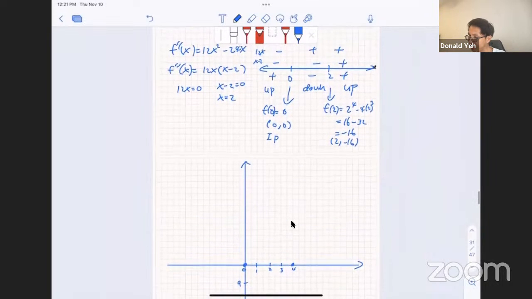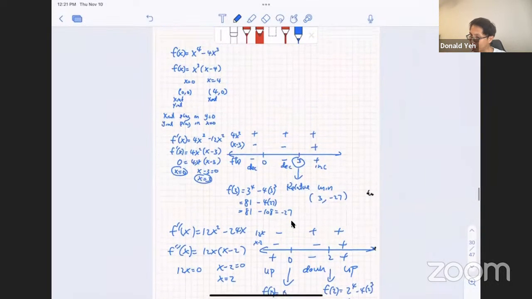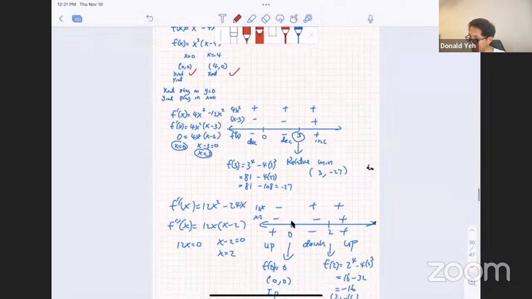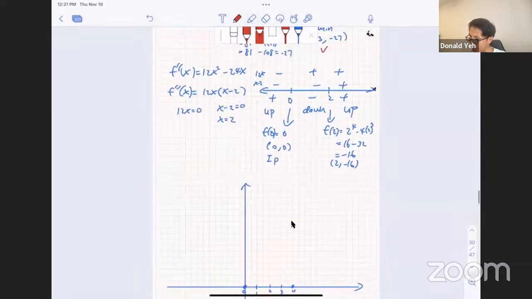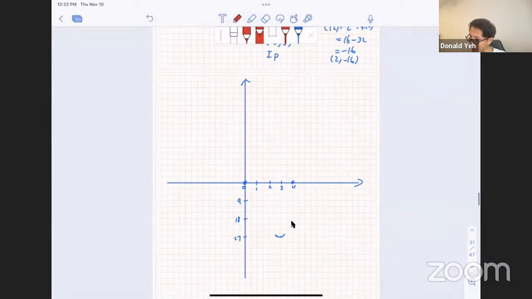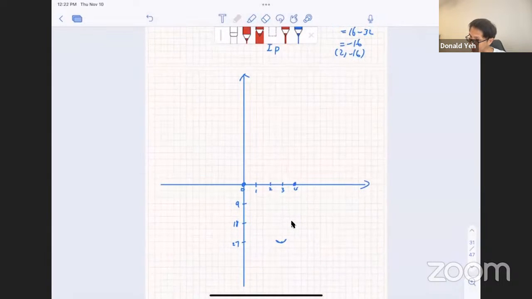At 2, we have a minimum. So we can go back and check all the information. This information is already fulfilled. And 0, 0, and 2 and -16. So 2 and -16 is going to be somewhere around here. The point 0, 0 we're going to label with a cross. A cross means IP, so we can write IP, just to tell you that there was an inflection point change.